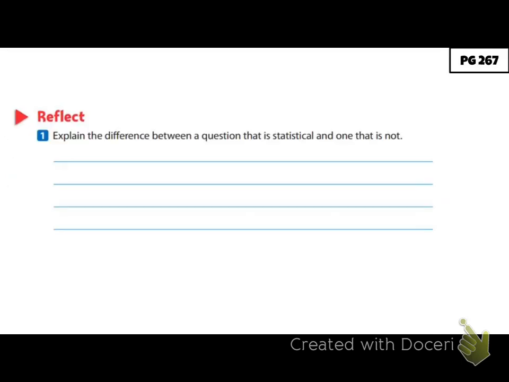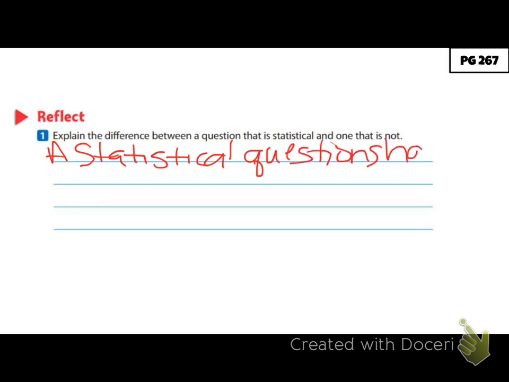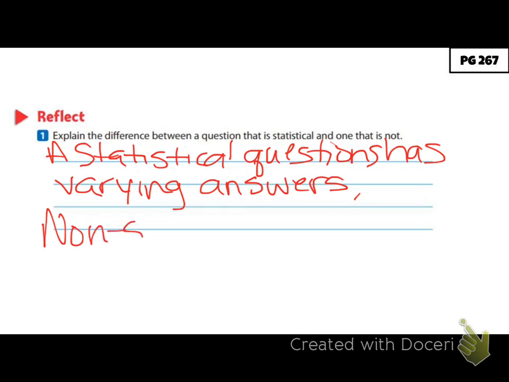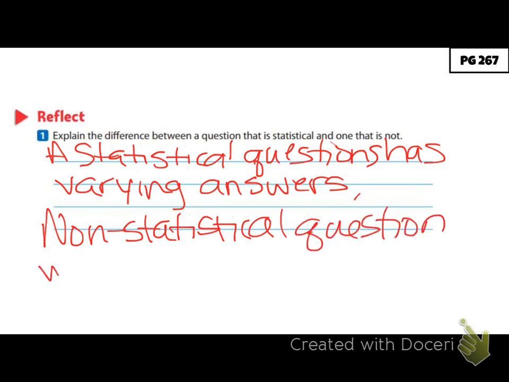So, number 1 says, let's reflect. Explain the difference between a question that is statistical and one that is not. So, a statistical question has varying answers. A non-statistical question will have exact answers.